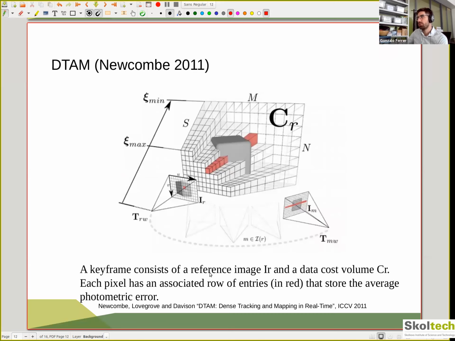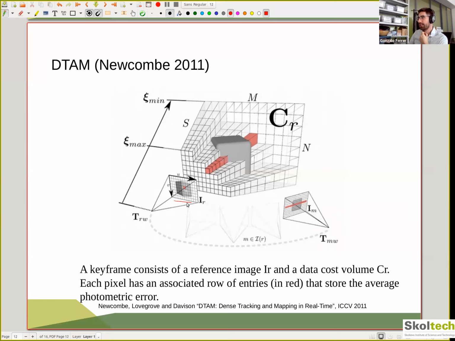So what is this 3D reconstruction or 3D volumetric representation of the keyframe? What we have now is an image reference. This is the same as before, so this can be called our keyframe. And then what we are trying to reconstruct is this volumetric cost.